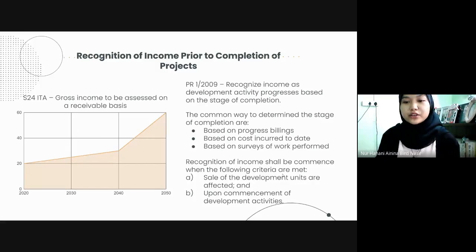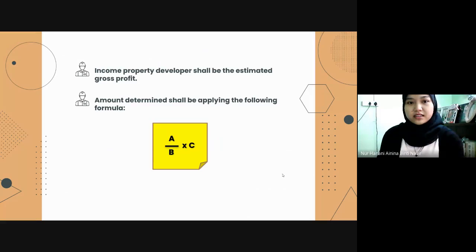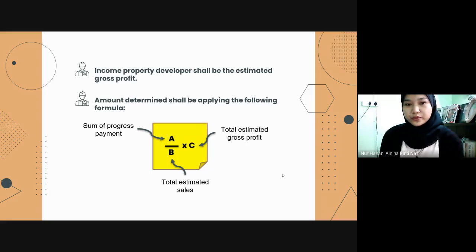The recognition of income should commence when the sales of the development units are effected and upon commencement of development activities. Income of the developer should be the estimated gross profit using the formula given, which is A divided by B and multiplied by C, where A stands for the sum of progress payments, B for total estimated sales, and C for total estimated gross profit.